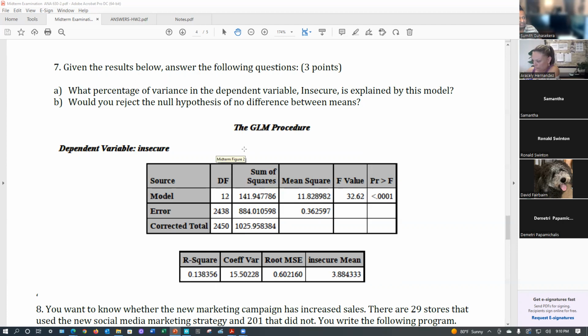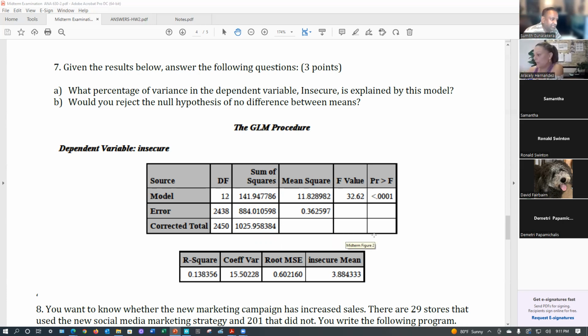You might say this is a two-group model or regression model. Doesn't matter. There are three types of models we talked about in a previous class. So this much is being explained out of the total. That's the ratio, 141.947786 divided by 1025.958384, how much is being explained. We have two names for that. Can you remember those two names? Anybody? Proportional reduction in error, PRE. Can you remember PRE?